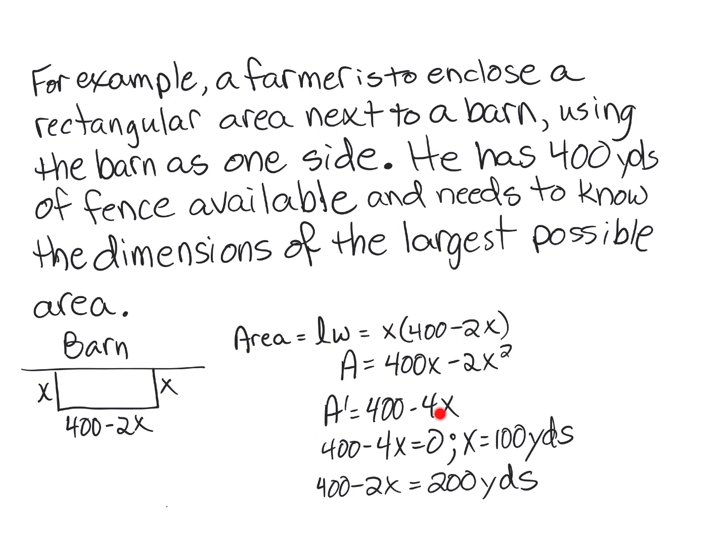Distribute that X, take your derivative, set your derivative equal to 0, solve for X. If this side is 100, then this side will be 400 minus 200, which gives us 200 yards. And so the dimensions of the area that is maximum will be 100 yards by 200 yards. Simple enough, right? But we're going to use this simple problem to just demonstrate the process of using Lagrange multipliers.